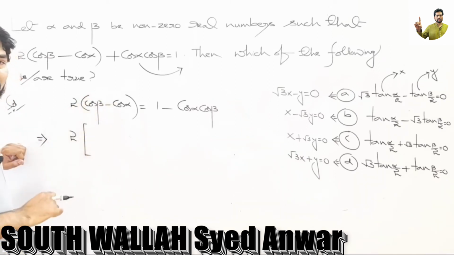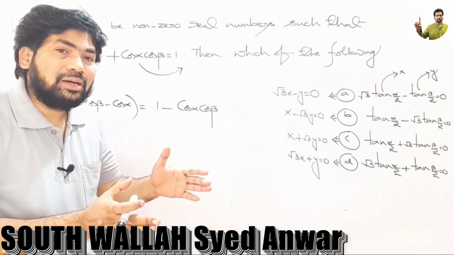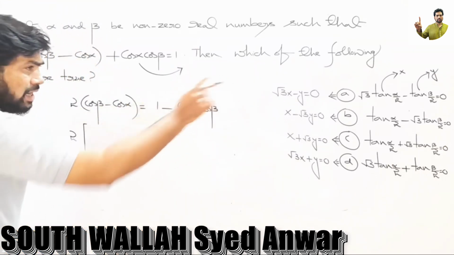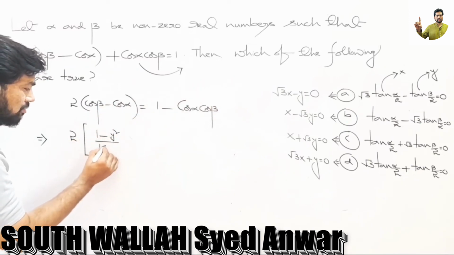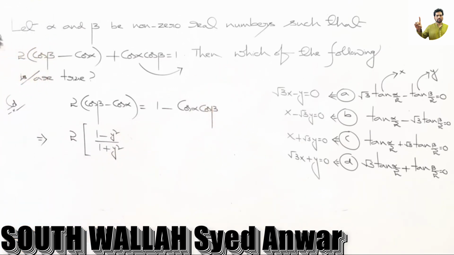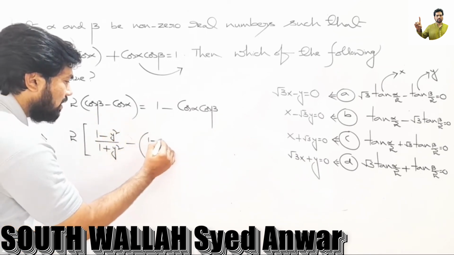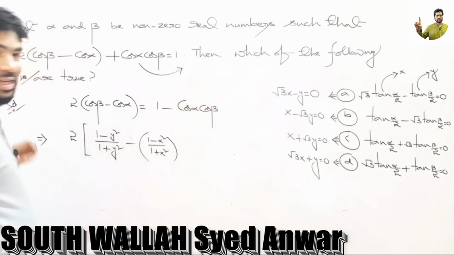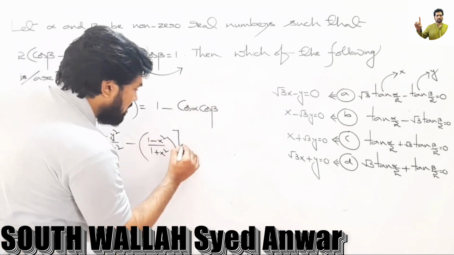So in place of cos beta, I can write: cos beta is nothing but (1 minus tan square beta by 2) by (1 plus tan square beta by 2). So in place of cos beta, directly I can write (1 minus y square) by (1 plus y square), where y is nothing but tan beta by 2, minus, in place of cos alpha, (1 minus x square) by (1 plus x square). Here x is nothing but tan alpha by 2. Left side part has been completed. Now we'll see the right side part here.